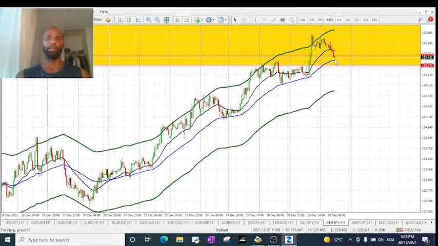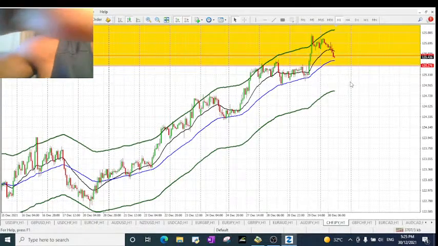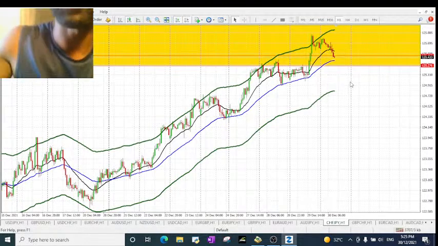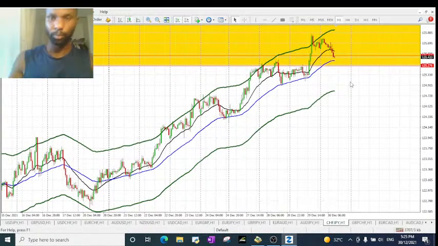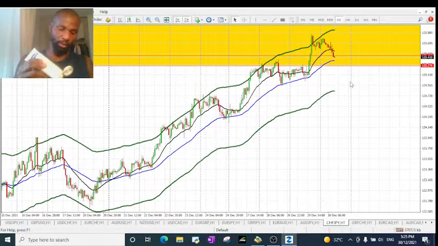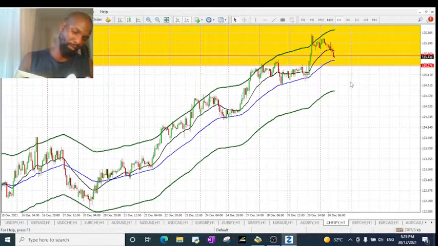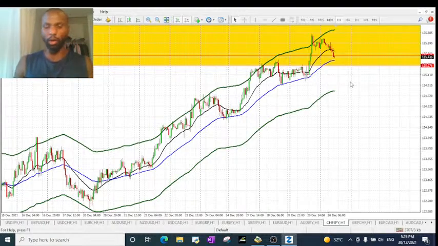I mean, the trade could work. Don't get me wrong, it could work, but I'm not too excited about it. So I'm not gonna take it. This is not where to take it. So guys, when you trade, you have to be conscious of where you are in terms of higher time frame levels.